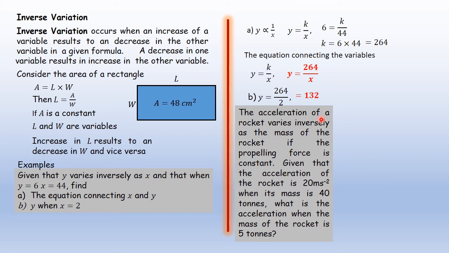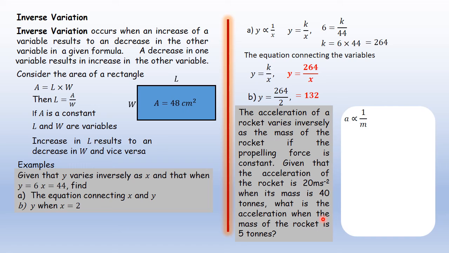Let's move on to another example. We're told the acceleration of a rocket varies inversely as the mass of the rocket if the propelling force is constant, given that the acceleration of the rocket is 20 meters per second squared when its mass is 40 tons. What is the acceleration when the mass of the rocket is 5 tons?